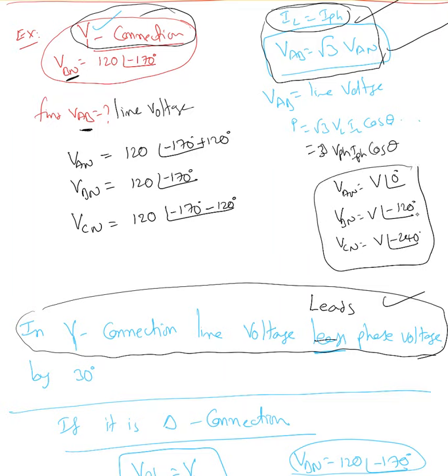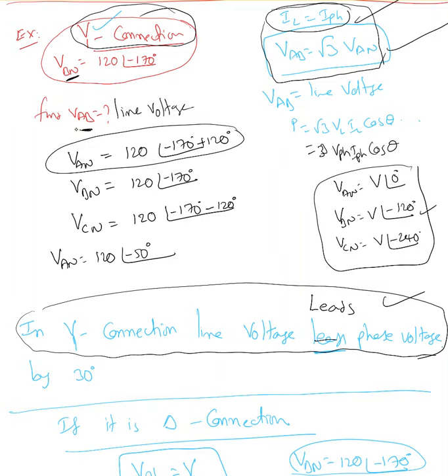So here I gave you the VBN value, 120 at an angle of minus 170. To get VAN, all I need to do is add 120 degrees. That's what I did there. And to get VCN, just subtract 120. So I found VAN, which is 120 at an angle of minus 50 degrees.